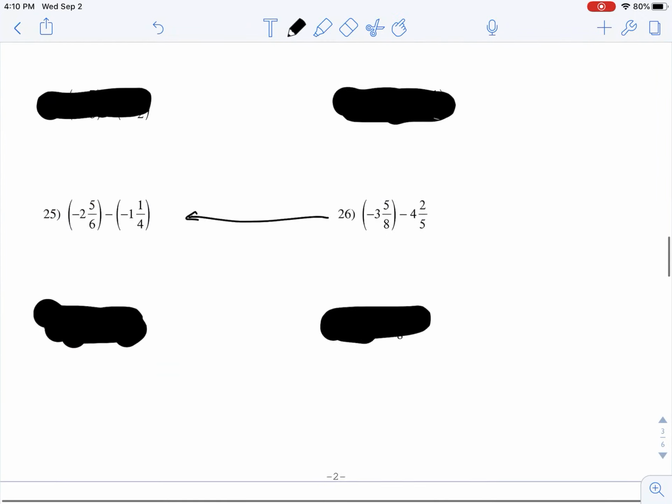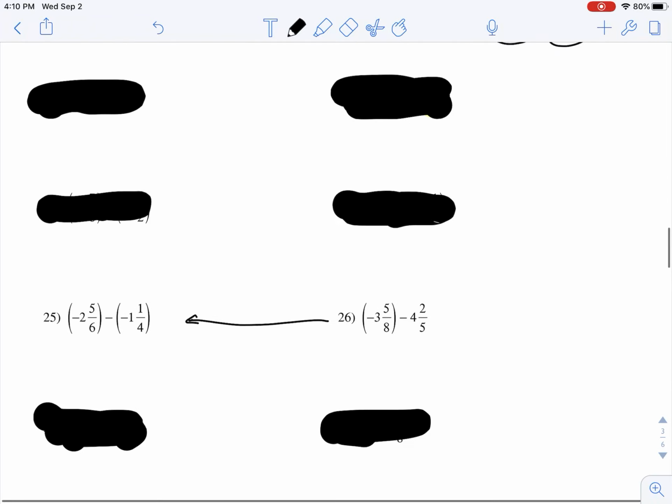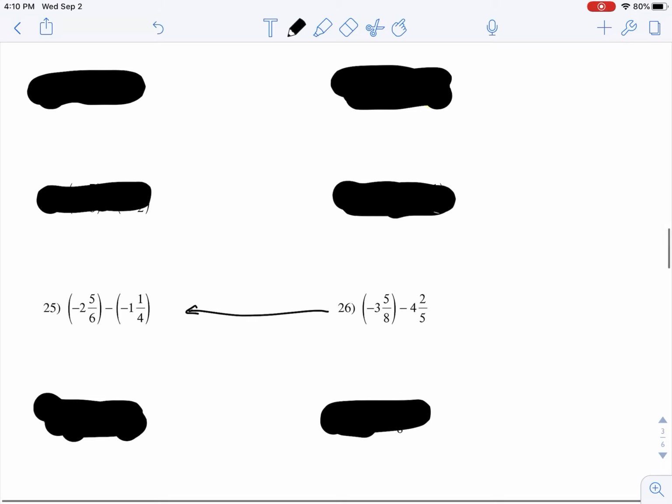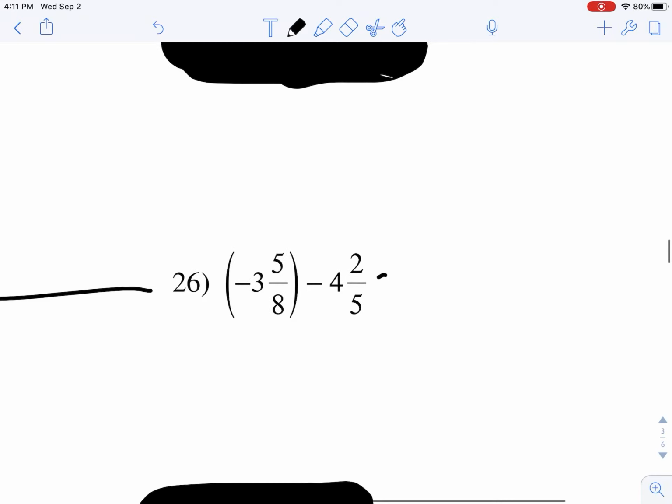Okay, so I'm skipping the next 2, and we're going to go right to 26. This will be the last example. So we have mixed numbers and unlike denominators. The first thing I need to do is make them improper. So let me move this over a little bit. There's a negative sign there. So negative fraction minus another fraction.